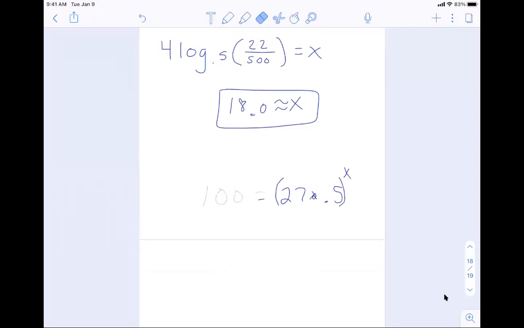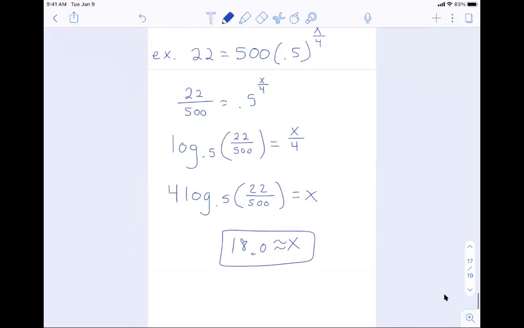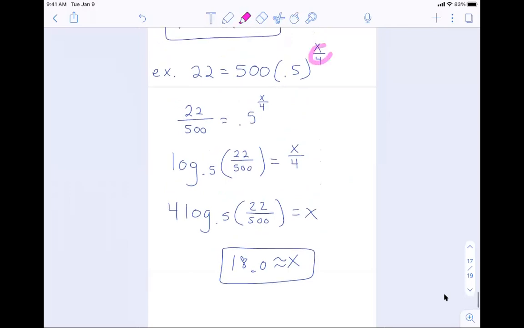Okay. Yep. And you are getting it. That's good. Any other questions? Then whatever x is over, we put that on the outside of the log. Whatever this exponent is, that comes down, and that's going to be by itself.